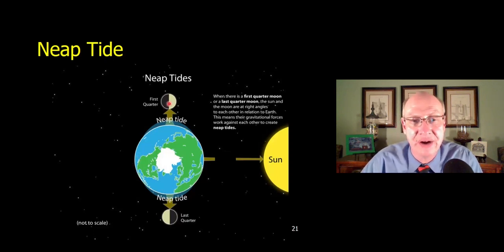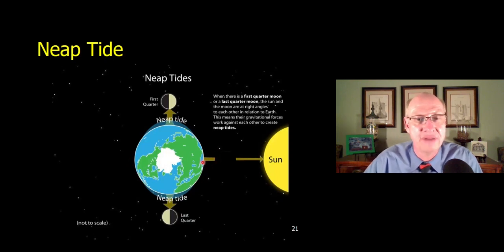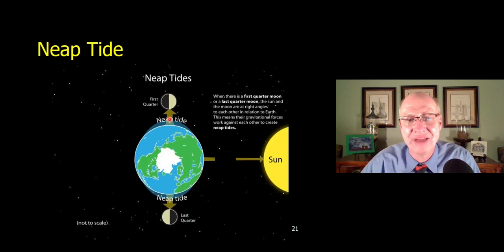So the moon here is raising a high tide. So imagine a first quarter moon, because neap tides, I should have said this, neap tides occur at the time of the first quarter moon and the third or last quarter moon. And that's because the moon is raising a high tide here and a high tide here, but the moon is creating a low tide here and a low tide here. Well, the high tide from the sun is canceling the low tide from the moon, and the low tide from the sun is canceling the high tide from the moon.